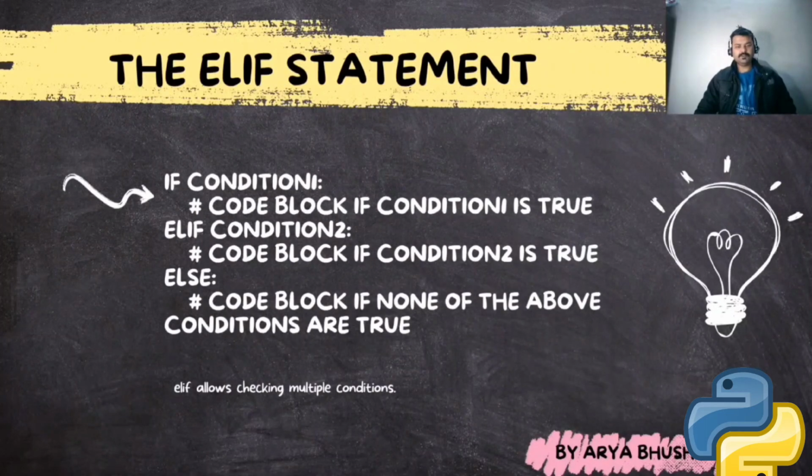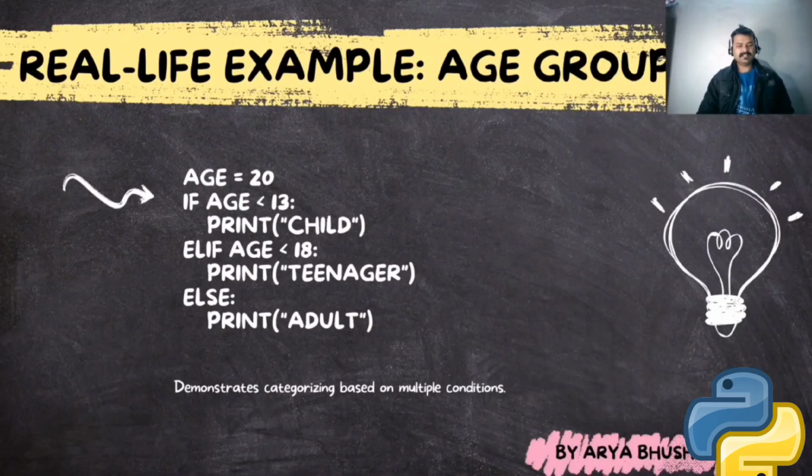Sometimes we have more than one condition to check. That's where elif comes in handy. It allows us to test multiple conditions one after another until a true condition is found. Now let's see an example. Suppose we are categorizing people into age groups. If the age is below 13, they are a child. Between 13 and 18, they are a teenager. Otherwise, they are an adult.